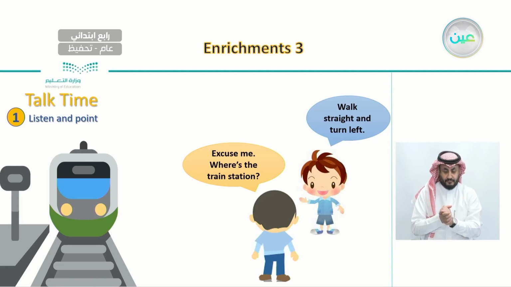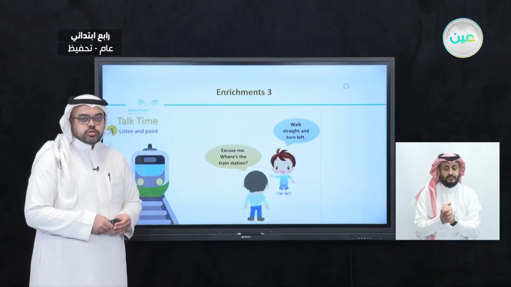So we will talk about our last unit we had in this We Can Do book. The first lesson was about giving directions and learning how to give directions. In the first lesson, we listened to a conversation between two boys, where the first one was asking, where is the train station?